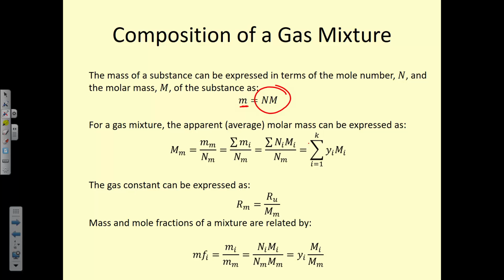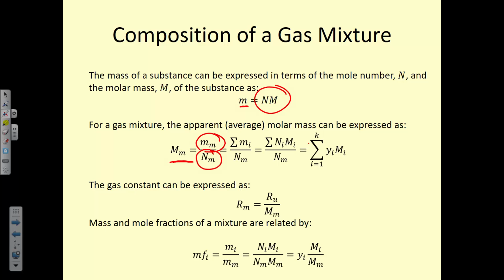So know where to find those and know that there's a lot of gases in here that we haven't even considered up until now. Okay, so the mass is equal to the number of moles times the molar mass, and for a mixture, it's going to be the mass of the mixture divided by the number of moles in the mixture.